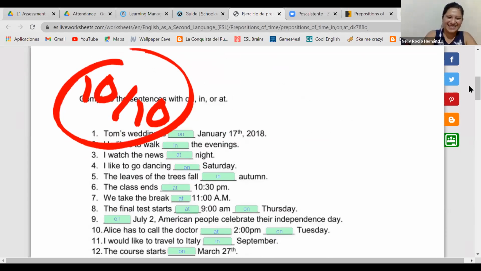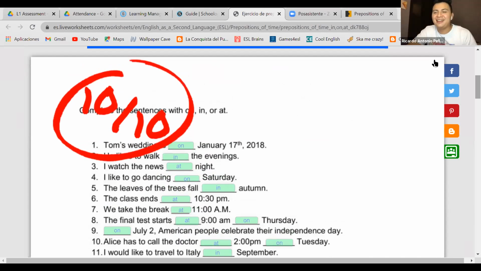Bravo, bravo. ¿Alguien grabó eso que dijo? We have a point. Está en la clase, está grabada. La evidencia. Yeah, I promise. I will give you one extra point.